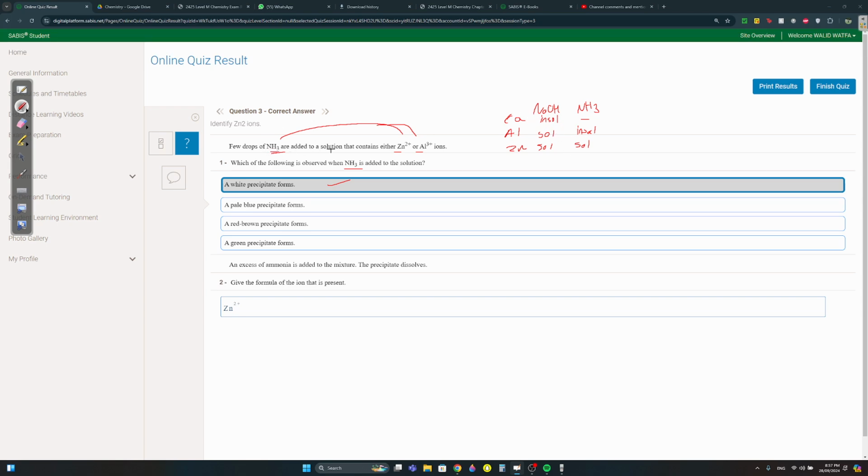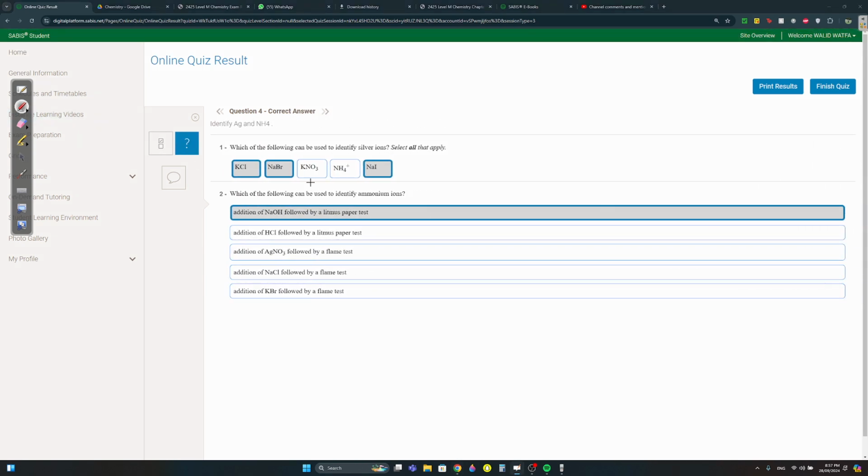If you add NH3, and they said also Ca2+, you would say a white precipitate would form except for the tube containing calcium, because calcium has no reaction with NH3, right? With zinc and aluminium, they have reactions, but forget about the solubility. They're talking about the precipitate, whether it forms or not. An excess of ammonia is added to the mixture and the precipitate dissolves. Which one is the one where the precipitate dissolves in ammonia? Zinc, Zn2+. You have to include the charge, obviously. Always include the charge. The charge is given in the question, it shouldn't be hard.